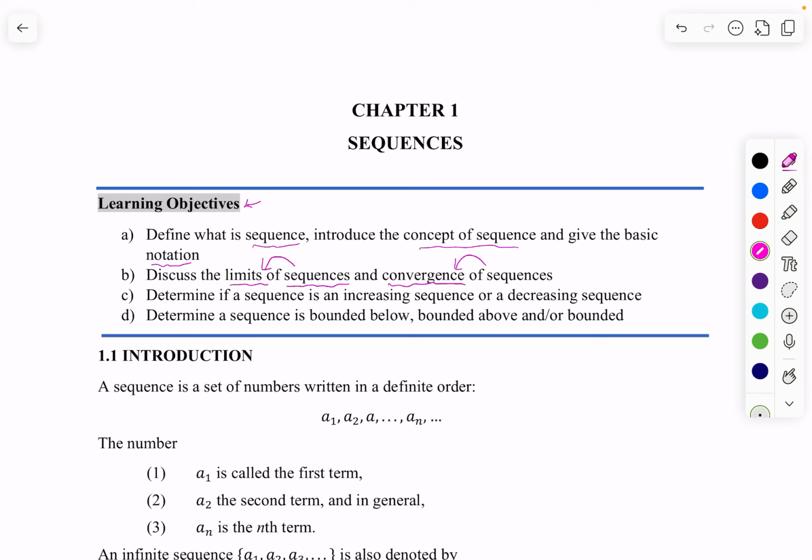The third one is you need to know how to determine if the sequence is an increasing sequence or a decreasing sequence. This also applies the things that you have learned during Calculus 1, like the way for you to know if the function is increasing or decreasing. So please recall back on that. And the last part is on how to determine if the sequence is bounded below, bounded above, and whether the sequence is fully bounded. So we will look at this one by one.